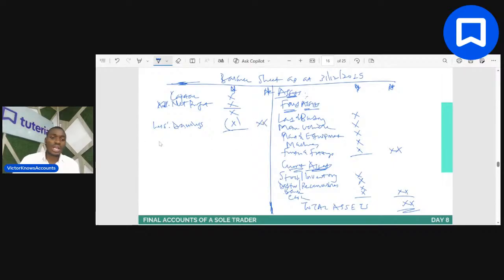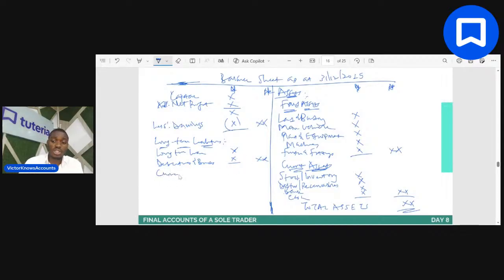Then after this, we can move to liabilities. We start with long-term liabilities. And don't forget, under that, we are going to have long-term loan and debentures. Let's just stick to these two. So this is the addition.